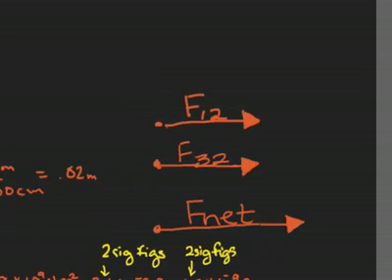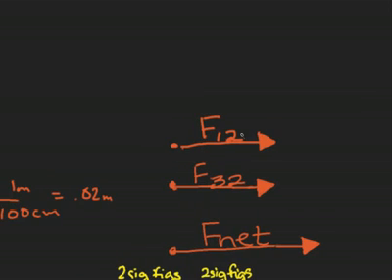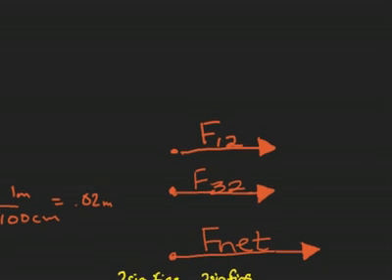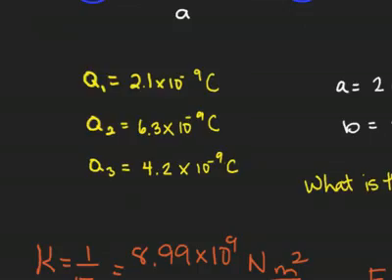So 1, 2 is pushing that way, 3, 2 is pulling that way, so F net is that way. So all we've got to do is apply Coulomb's law.